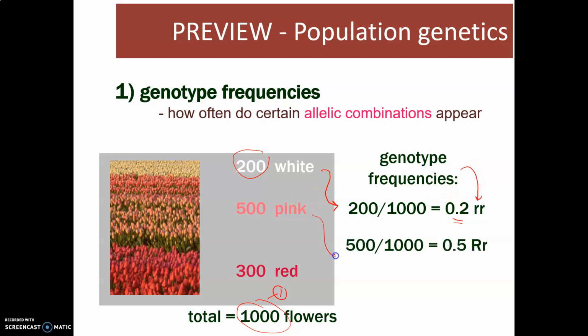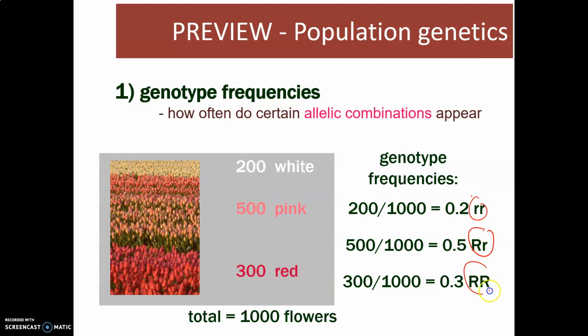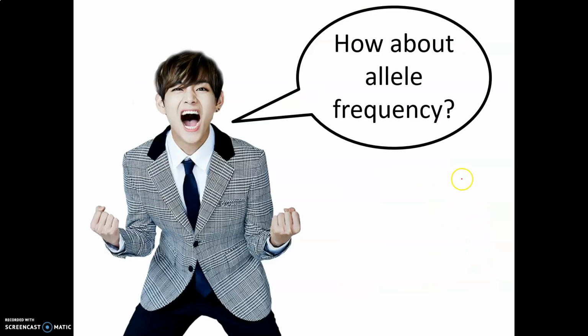Untuk heterozygous, 500 bagi 1000 dapat 0.5. And then 300 bagi 1000, you akan dapat 0.3 bagi homozygous dominant. So ini adalah genotypic frequency for the homozygous recessive, for the heterozygous, and for the homozygous dominant. Simple as that. But then, si Teh Yung ni, how about allele frequency, sir?